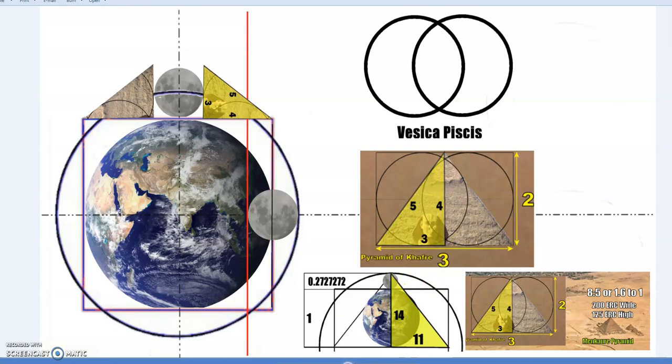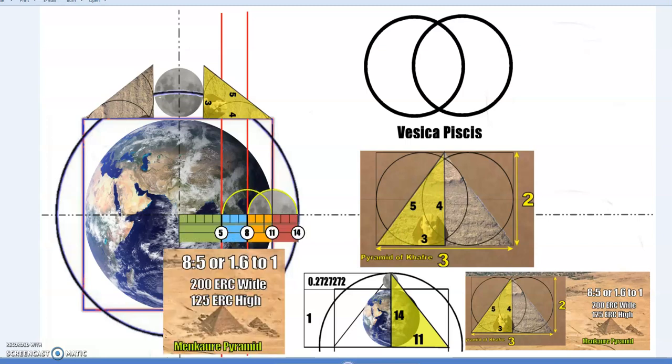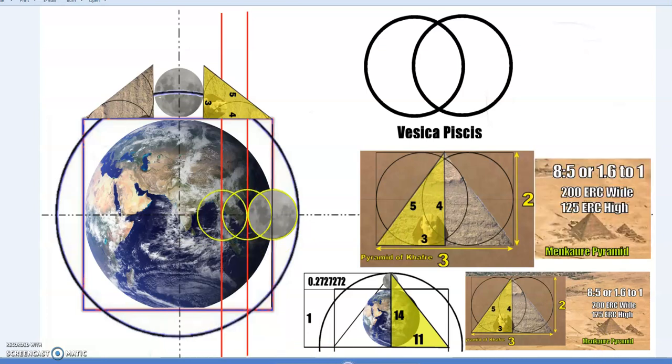The 3:2 ratio and the Vesica, so we overlay that. You see the Vesica. So again, we're cutting that down by 0.2727, so 27.3%. I'll just be using that as a reference. And we can follow that through. Now we have the 14, 11, 8, and 5. And the 8:5 ratio is in there as well, which gives us the Menkaure pyramid. And we follow that through just with the Vesica.